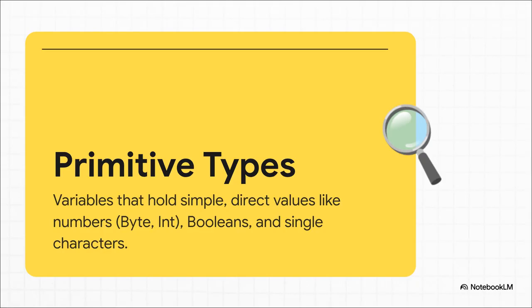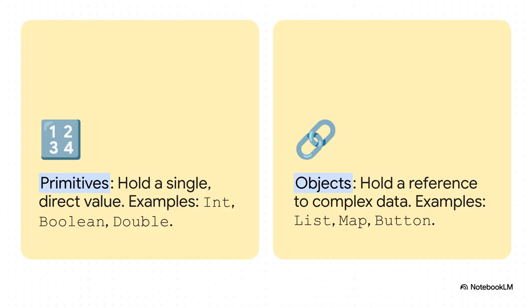First up, we've got what are called primitives. The best way to think about these, they're like your basic single Lego bricks. A variable that's a primitive type holds its value directly. It's not pointing to something else, it is the value itself, whether that's a number like 42, a simple true, or a single character.